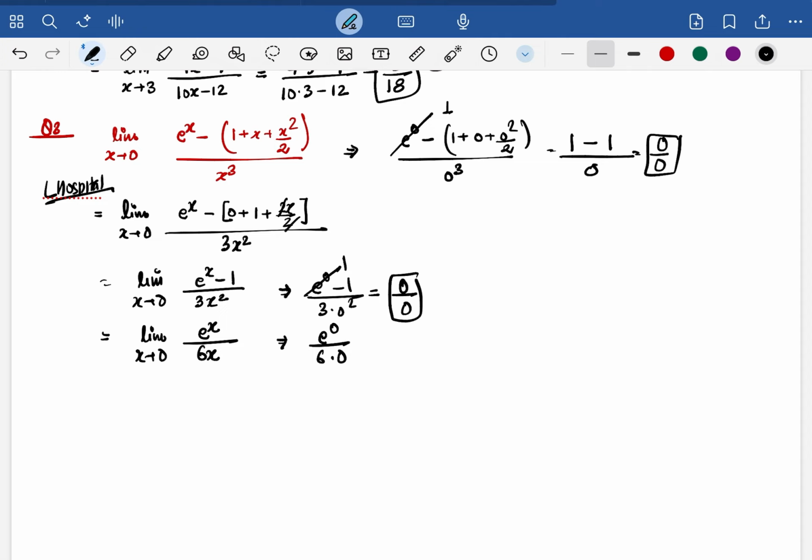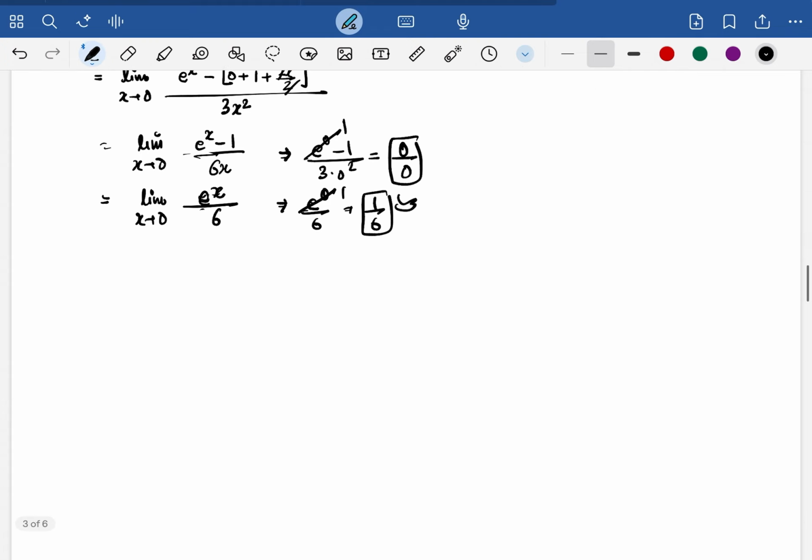Okay, sorry, basically here is the mistake. We haven't differentiated this. This is 3x square, differentiation is 6x, so 6x ka differentiation 6x, so this would be e to the power x by 6. So put the values of x is equal to 0, so e to the power 0 by 6, and this is 1, so can we say 1 by 6 is your final answer. Okay, let me solve some few more questions.